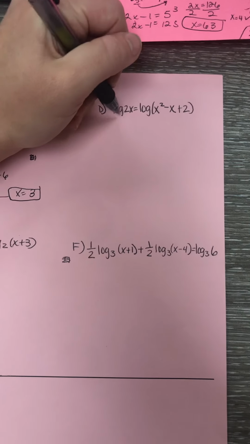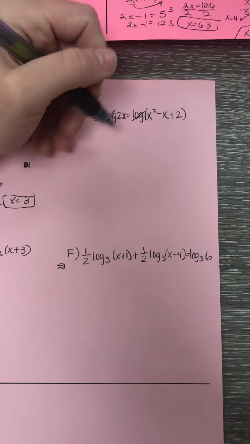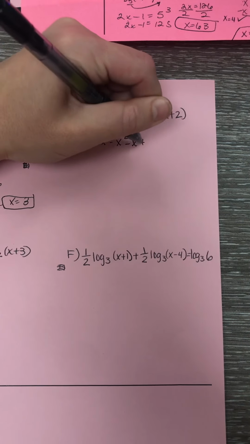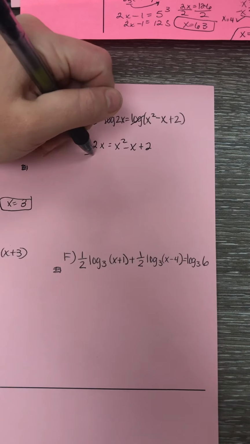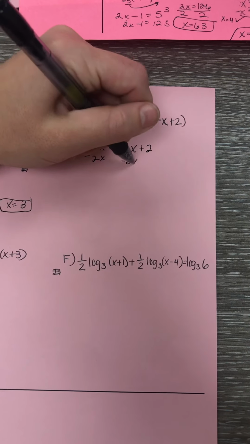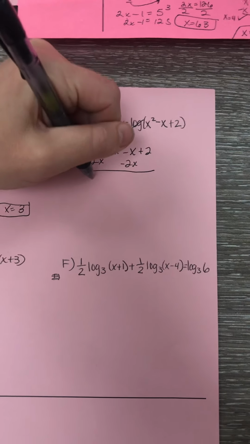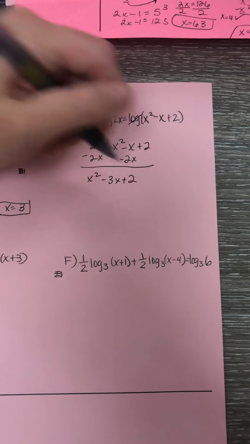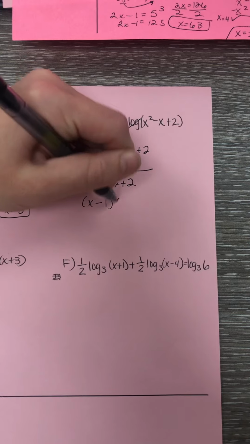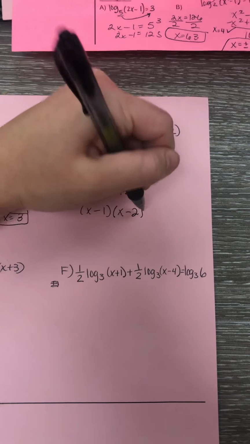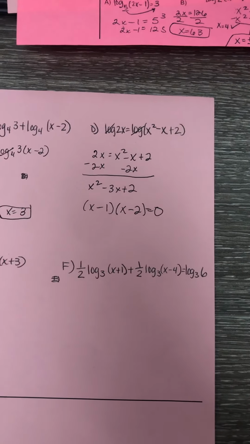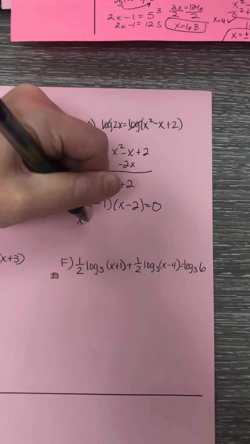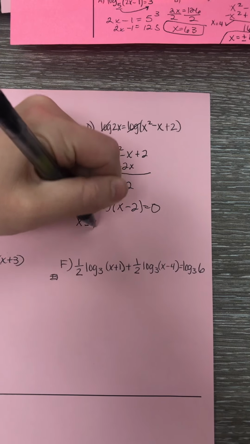Okay, because we have a basic log on each side, we can go ahead and cancel those out. We have 2x is equal to x squared minus x plus 2. I'm just going to go ahead and move this 2x over. So we end up with x squared minus 3x plus 2, and we will be using x minus 1 and x minus 2 is equal to 0. Okay, and then here our x values will be, let's see, 1 and 2.